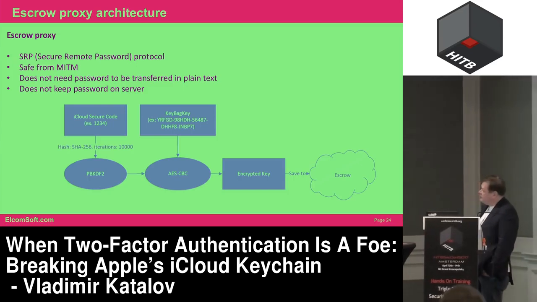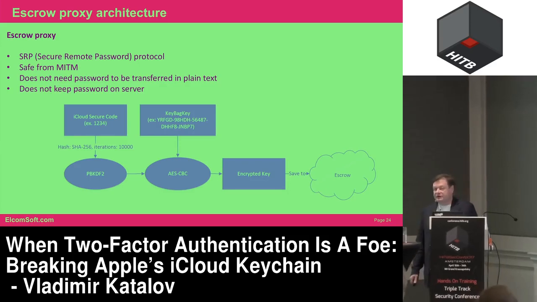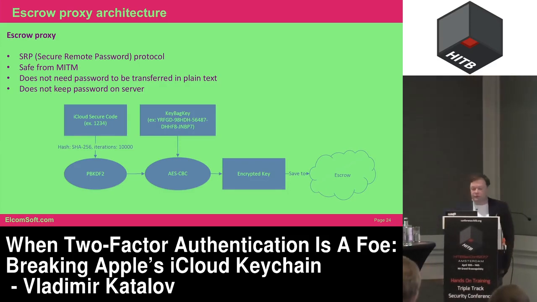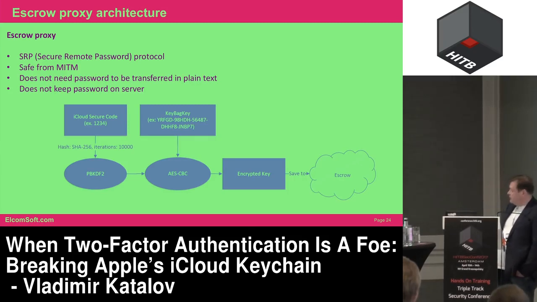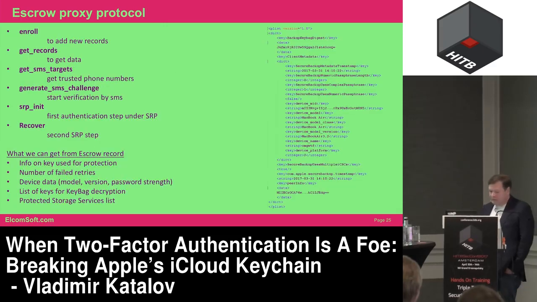There is something like a very basic block scheme of how it works. It is based on the iCloud security code after hashing with SHA algorithms with many iterations, 10,000, to make it harder to break using brute force. And the keybag key is actually the key to decrypt the keybag itself, and then the encrypted key is being saved to the Escrow proxy established at Apple. The protocol looks as follows.